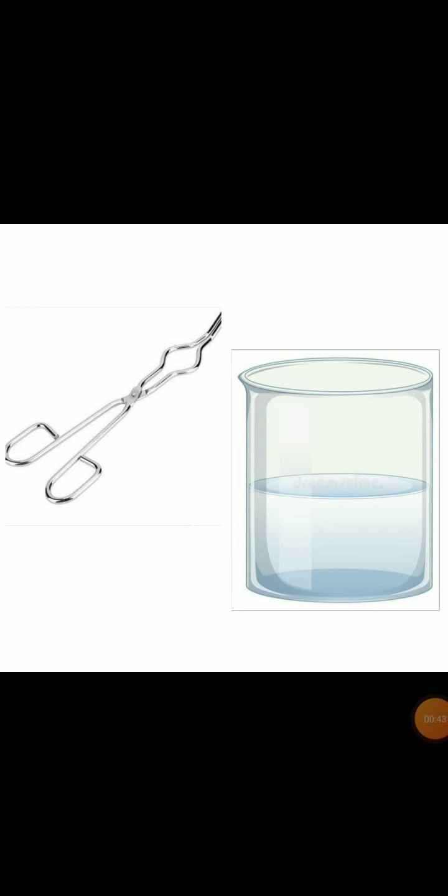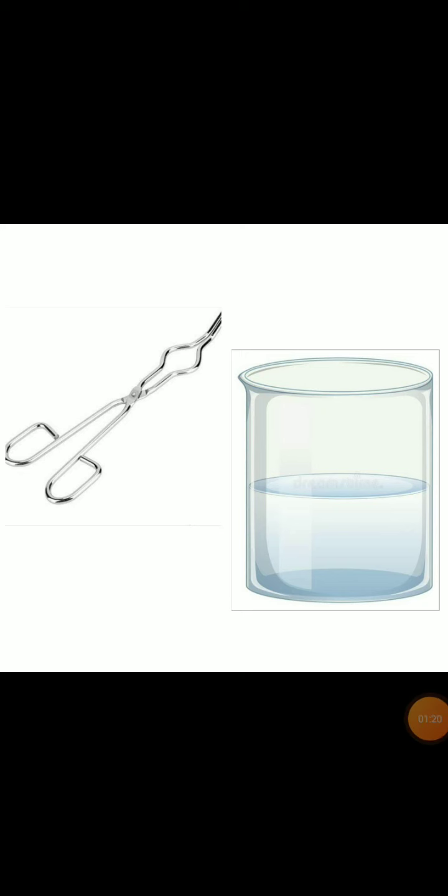What do we have to do? We have to put small pieces of the samples separately in beakers half filled with cold water. We need to make use of a pair of tongs to pick the metal pieces, and we have to put them into the beakers which are half filled with cold water. So we will take the samples one by one and observe what actually happens.